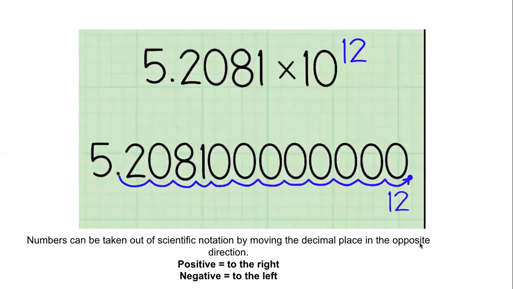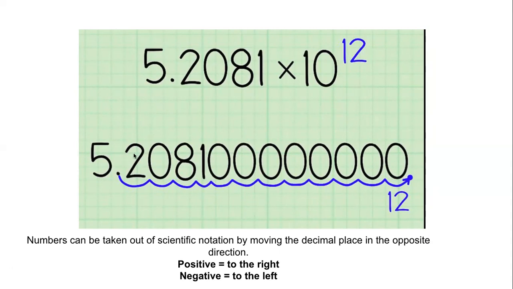Now, just like we can put numbers into scientific notation, we can take numbers out of scientific notation. So you're just going to do the reverse of whatever you did to put it back in. So here's one example. We have 5.2081 times 10 to the 12, and we're just going to move the decimal place 12 spaces to the right. So that's shown here. If you have a positive number, you move to the right, add zeros to the right. If you have a negative number here, you add zeros to the left.